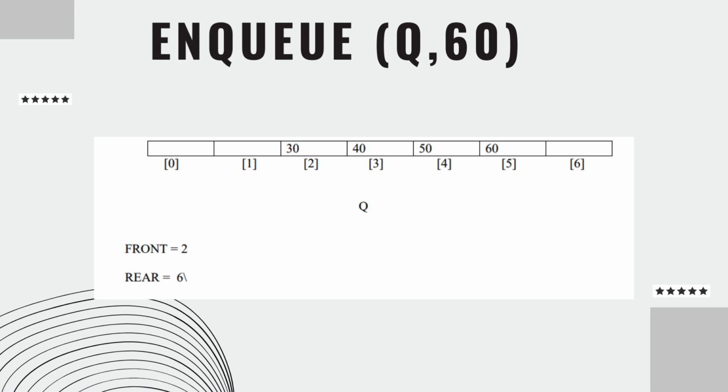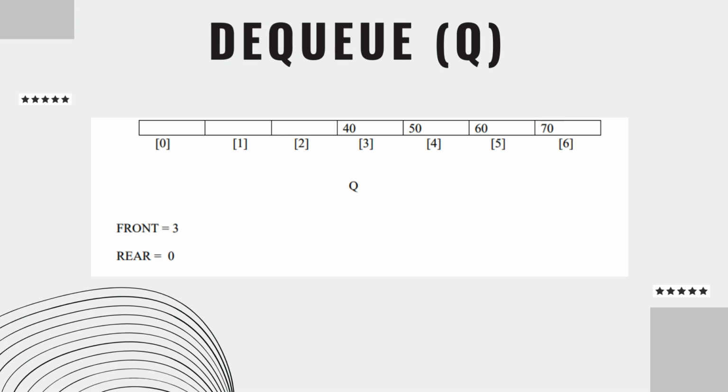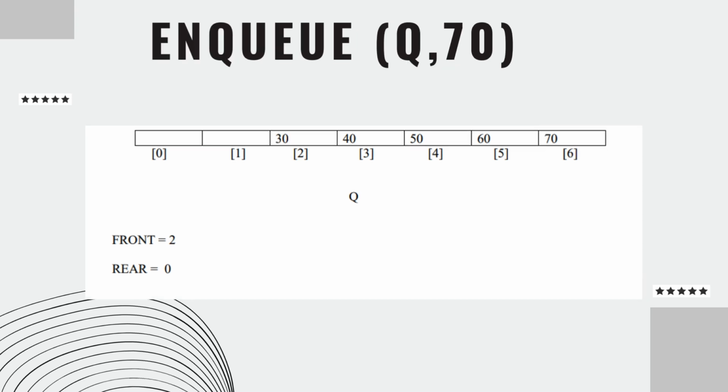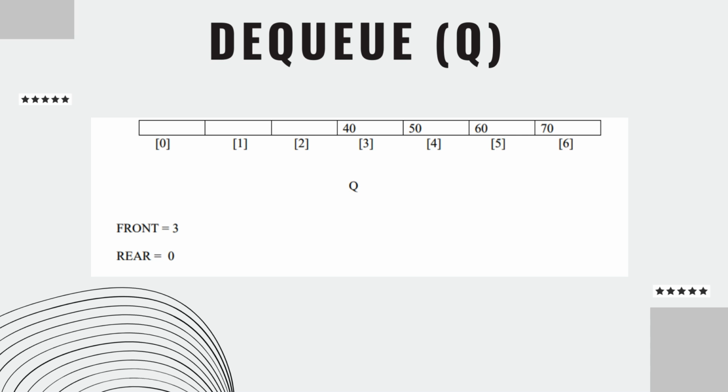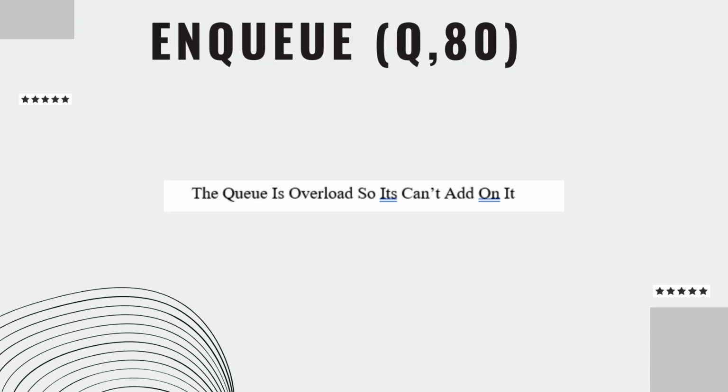NQ60, we should insert 60 and the front is 2, remaining 2, rear would change to 6. Okay, NQ70, we insert 70, front remains the same and rear would be 0. Okay, so DQ, they asked to DQ. So if we DQ the value, the front would change and rear remains 0. We DQ again, the front would change to 4. So they asked to NQ80, the queue is overloaded so it can't be added on it.